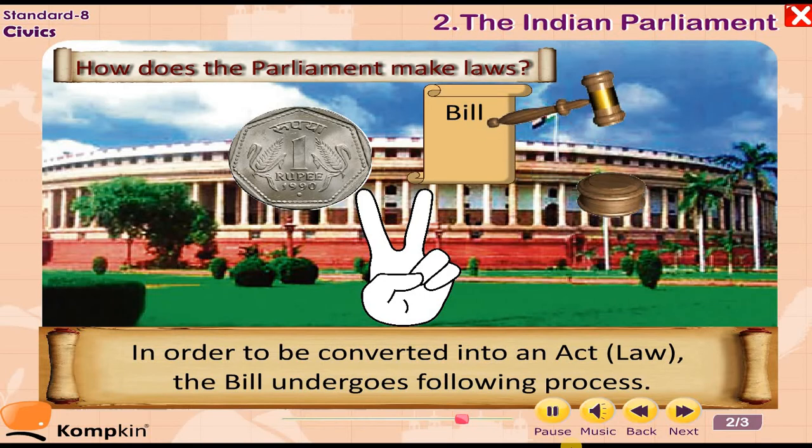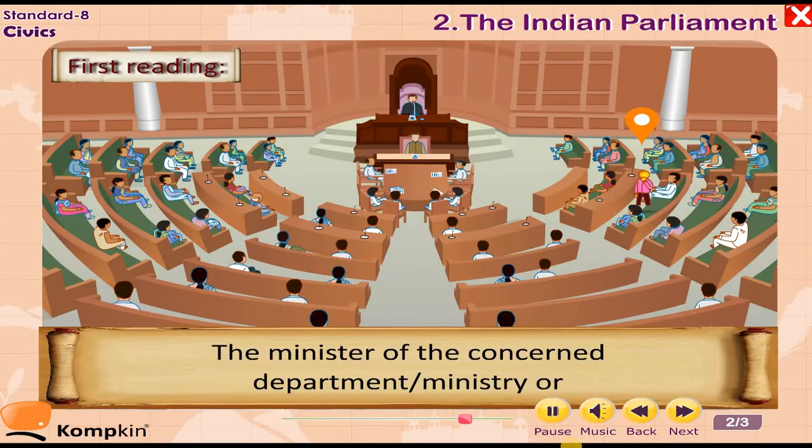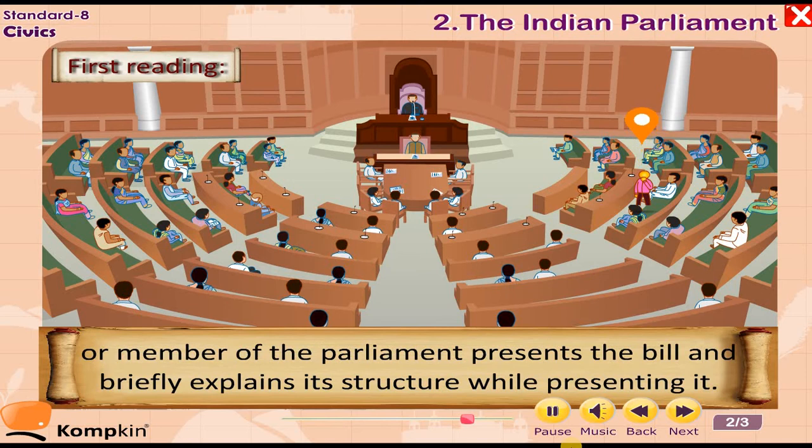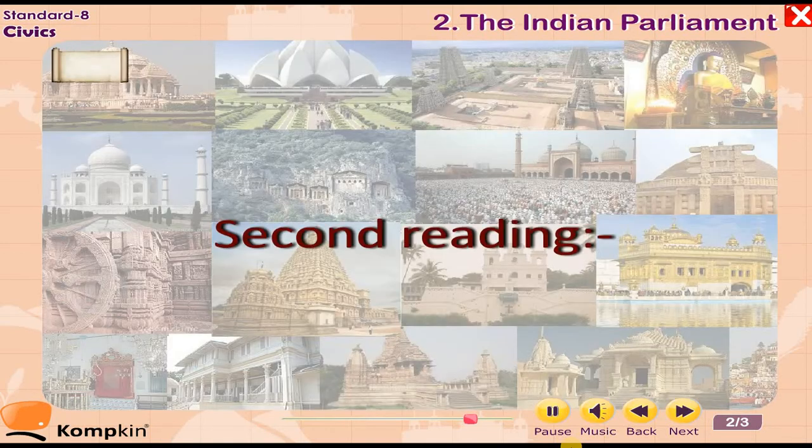In order to be converted into an act, law, the bill undergoes following process. First reading. The Minister of the concerned department, ministry, or member of the Parliament presents the bill and briefly explains its structure while presenting it. This is called as first reading.